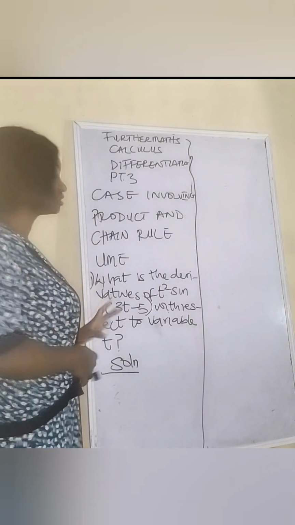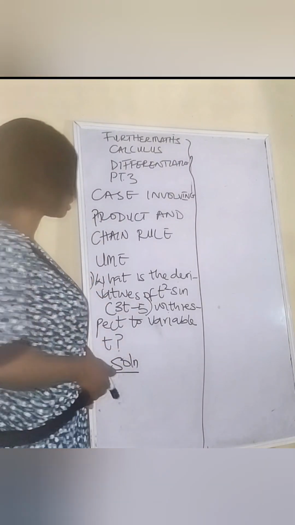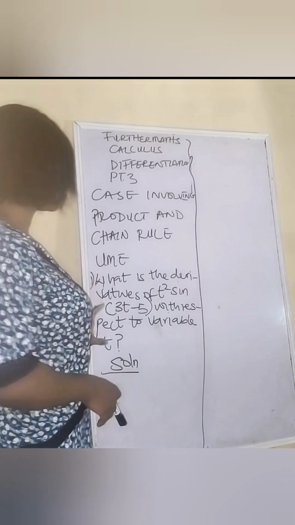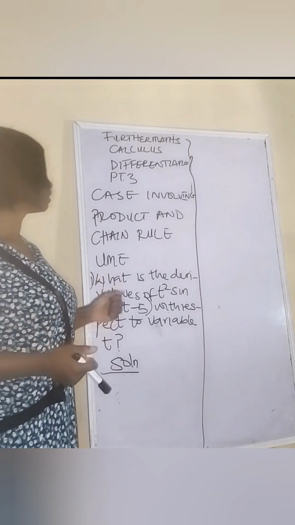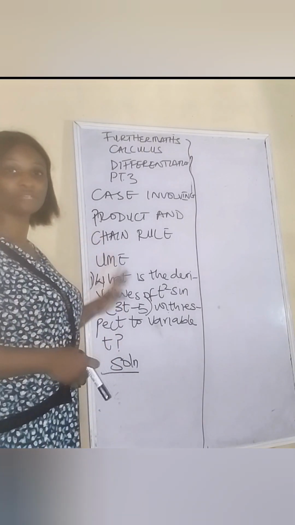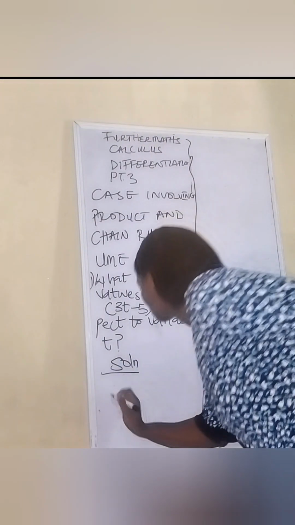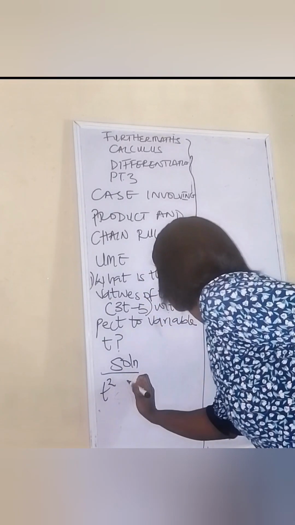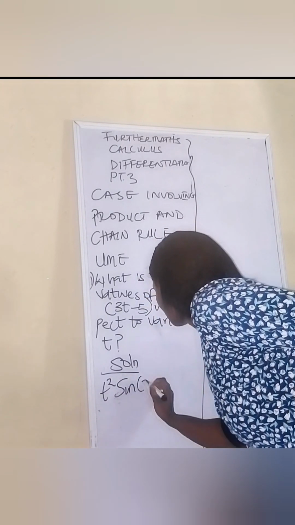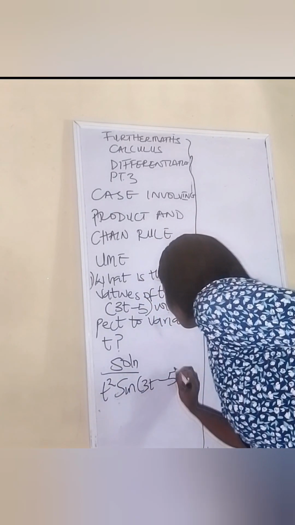This is a UTME question, you understand? So this is a combination of chain rule and product rule. These are the formulas that we'll be using for this particular question. So let's quickly solve it now. So now we have t squared sine 3t minus 5. Have you seen that now?